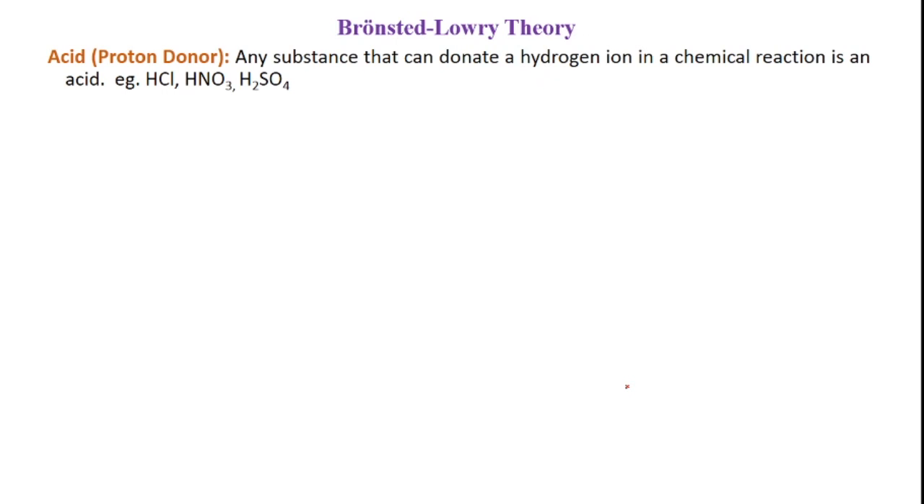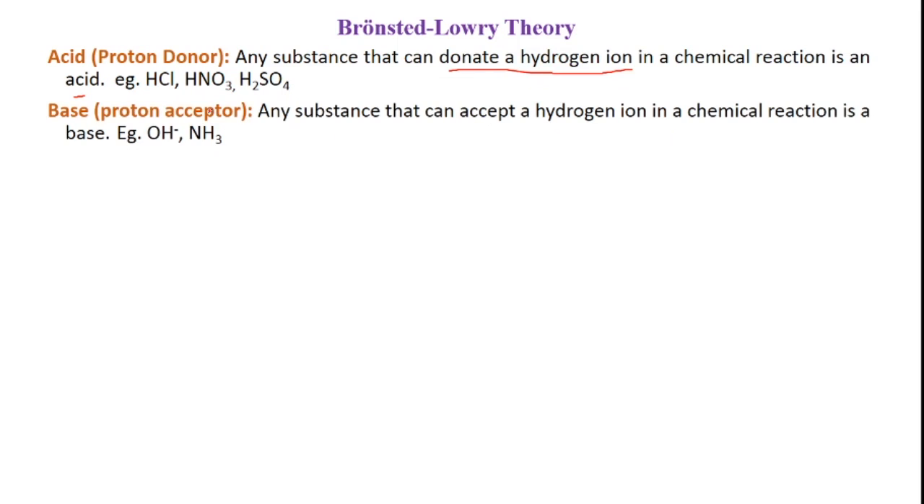Now another important theory of acids and bases is the Bronsted-Lowry theory. According to this theory, an acid is considered a proton donor, meaning any substance that can donate a hydrogen ion, that is a proton, in a chemical reaction. For example, HCl, HNO3, H2SO4 are considered acids because they can donate a proton in a chemical reaction.